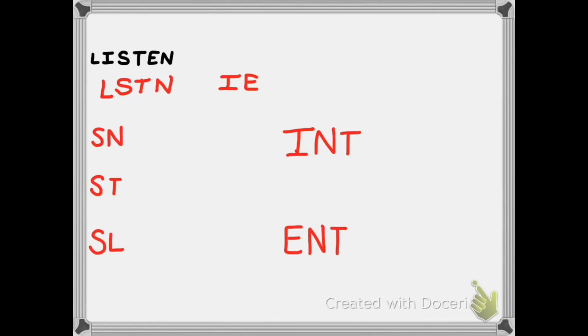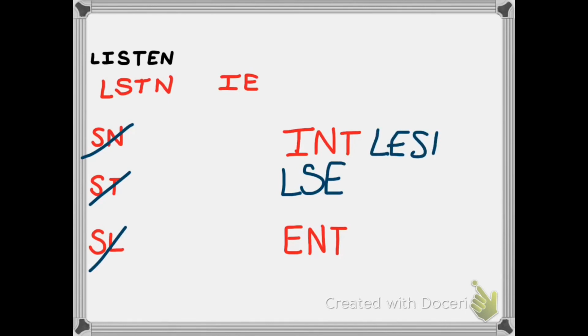So here I just made a list of some of them, and I already finished experimenting with SN, ST, and SL, and those don't make sense. Now let's try with INT. That means that the remaining letters I have to form a word are L, S, and E. And when I try to rearrange these, none of them make sense. So INT can't be it.